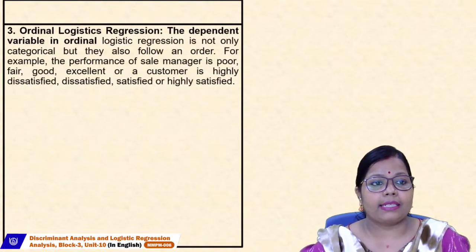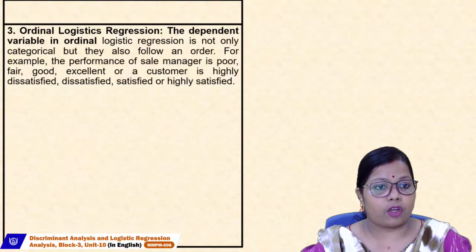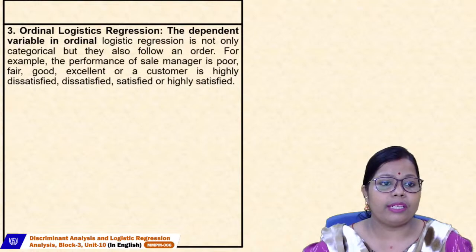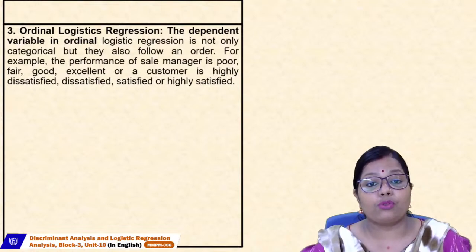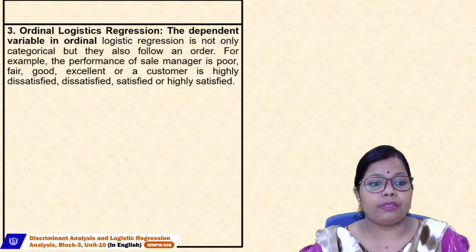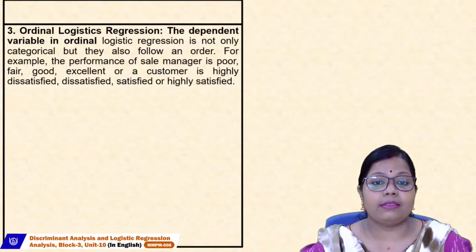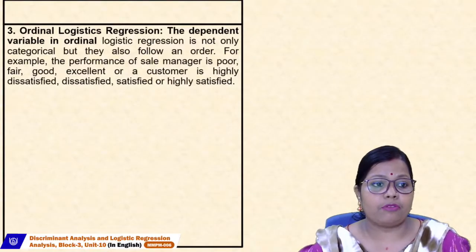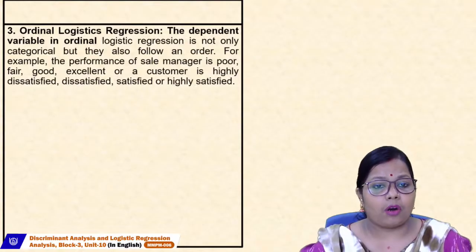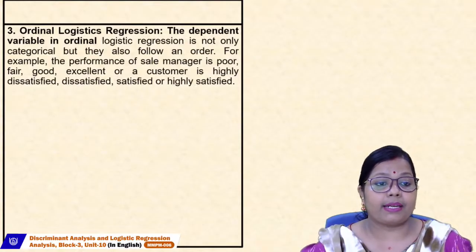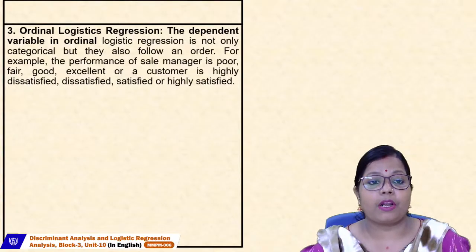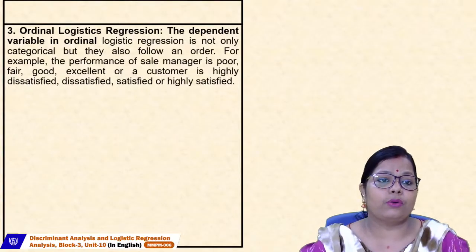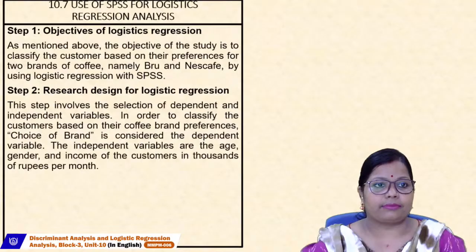And the third type of logistic regression is ordinal logistic regression. Here, the dependent variable is not only categorical, but it also follows some order. For example, the performance of a sales manager being poor, fair, good, or excellent, or a customer being highly dissatisfied, satisfied, or highly satisfied. All these categories are included in ordinal logistic regression.